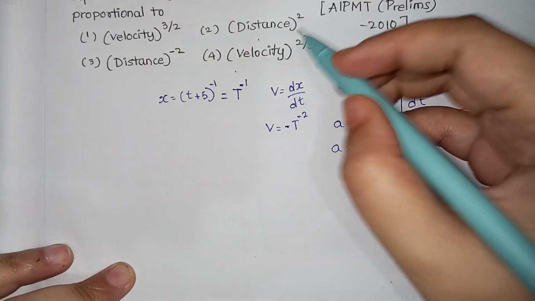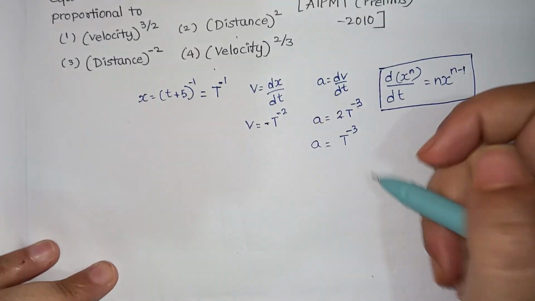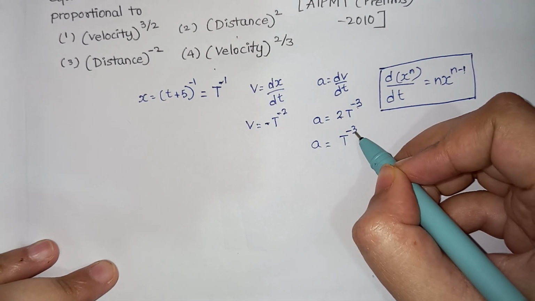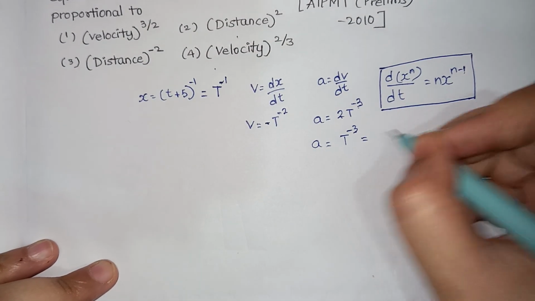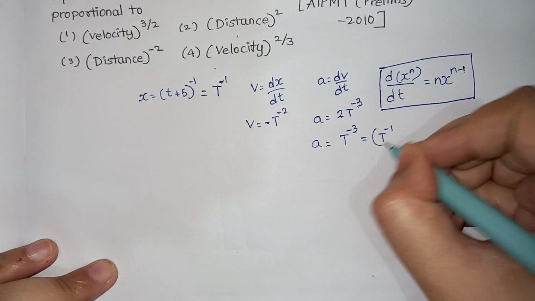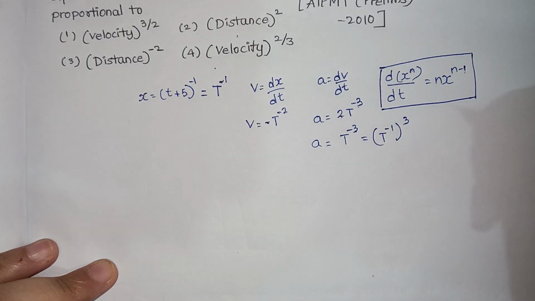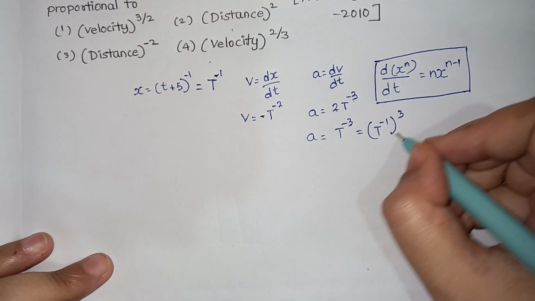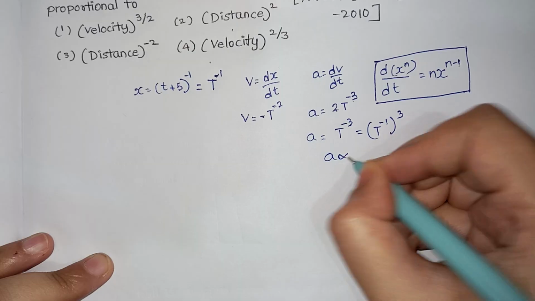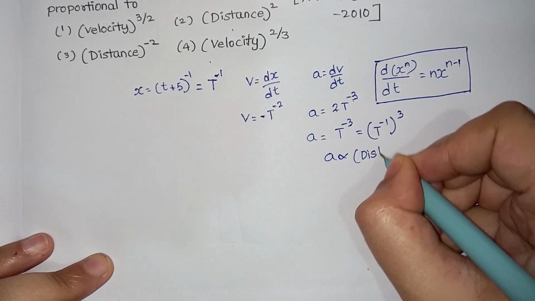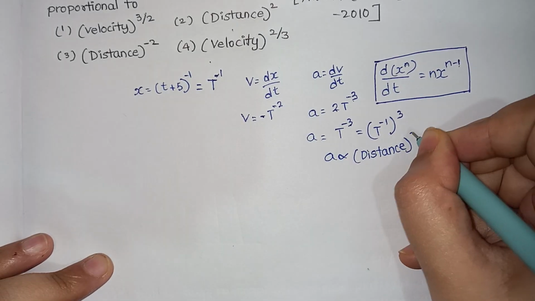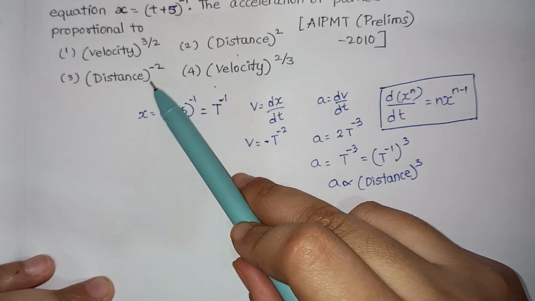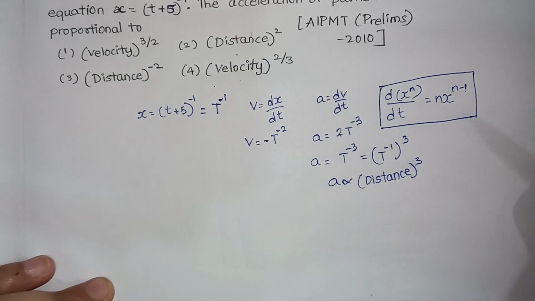To write in terms of distance and velocity, we already know that T power minus 1 is distance. Over here there is T power minus 3. We can do it like this, T power minus 1 whole power 3, which is actually acceleration, and T power minus 1 is nothing but distance. So here we can say that acceleration is proportional to distance power cube. But in the options we don't have that option, so we are ignoring this too.